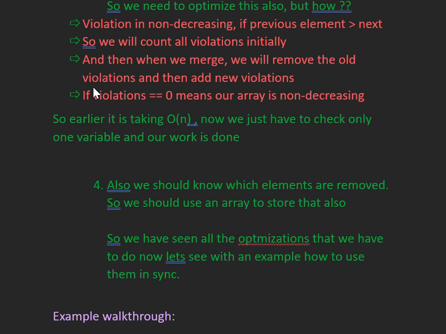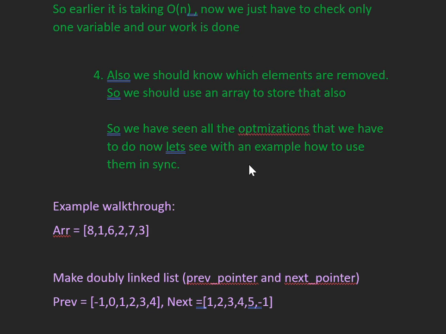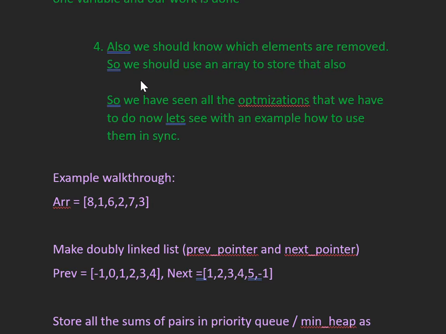So we can see that earlier, checking whether it is non-decreasing or not was taking O(n) time, but now we just have to check one variable and our work is done, so it will also take O(1) time. And next, we also should know which elements are removed. So we also use an array to store all the elements that we remove from the array. If we do these four optimizations in the brute force approach, then our work is done, right?